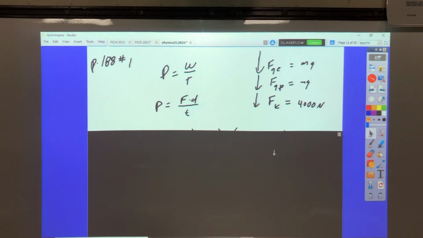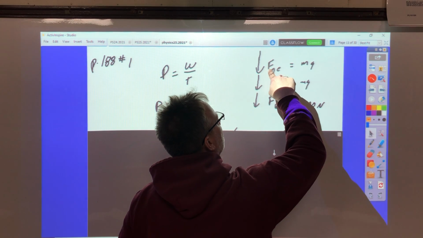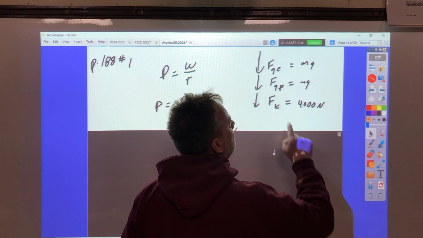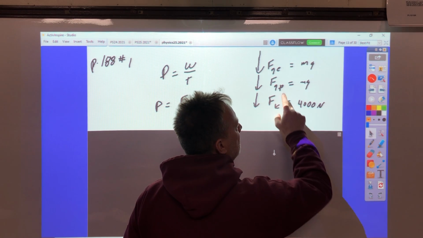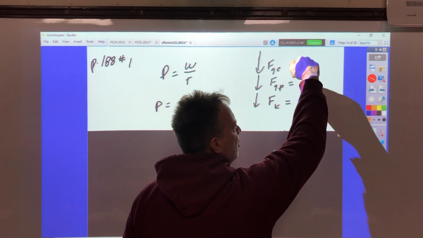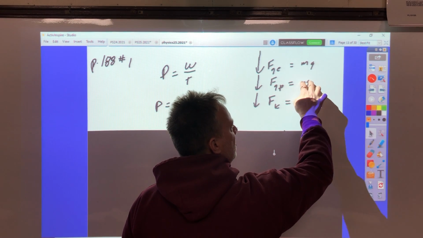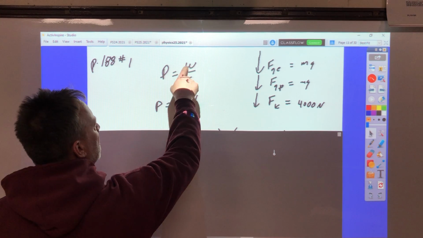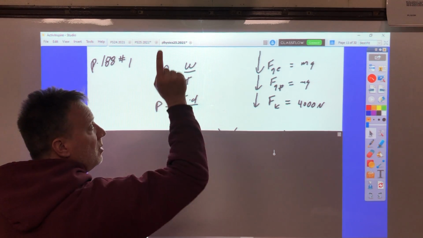So what you've got is you've got a force downward of gravity on the elevator, so the weight of the elevator. And you've got force of gravity on the people in the elevator, which is mg, and that's 800 kilograms. And you have a frictional force of 4,000 newtons. So you've got mg in newtons, mg in newtons, and 4,000 newtons. Now power is work divided by time. The work in this case is force times distance.